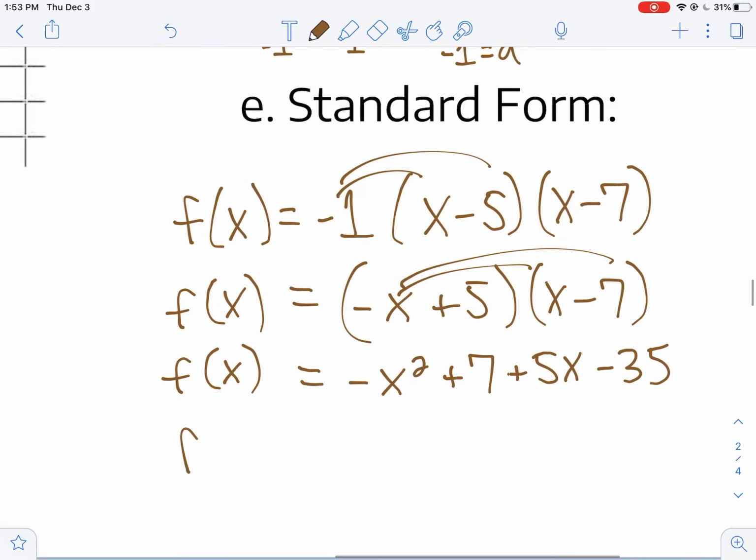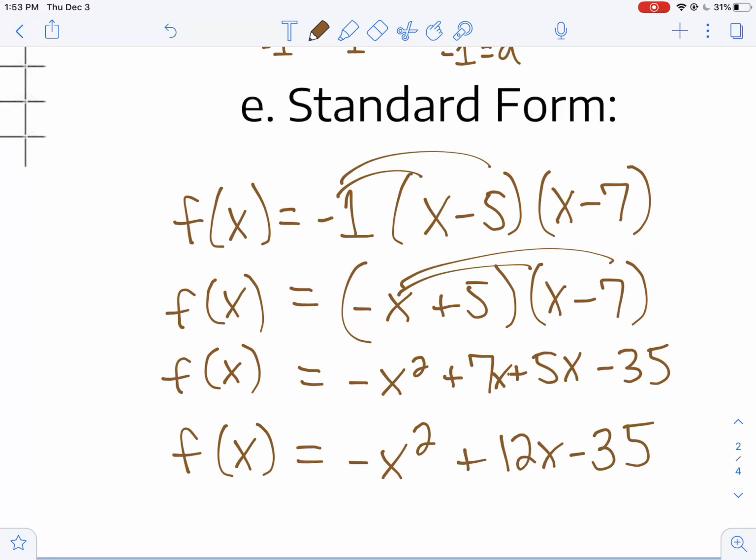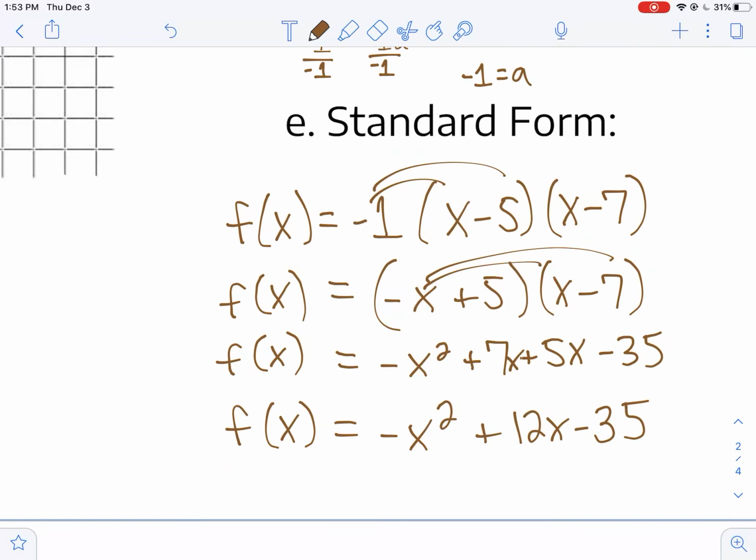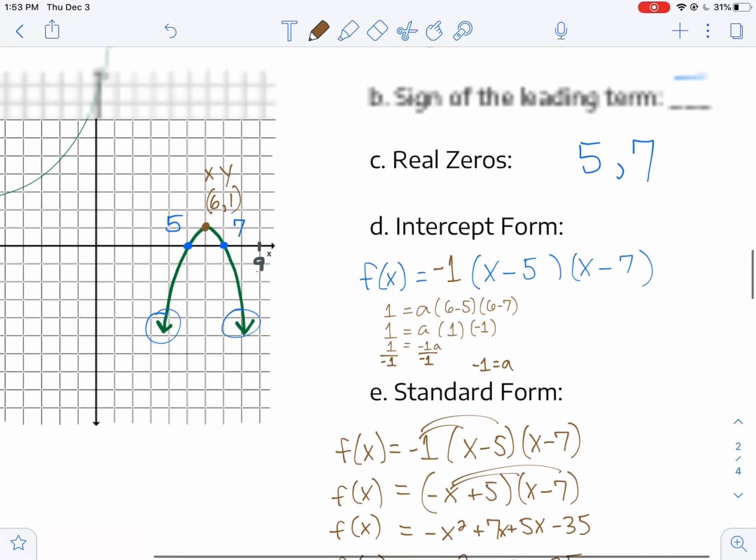I'm almost done here. Negative x squared plus, let's see, I forgot my x here. It's all right. So positive 7x plus 5x gives me 12x minus 35. So now I've solved it in standard form. And that's how you go about doing this.